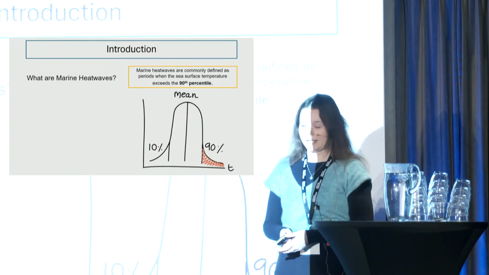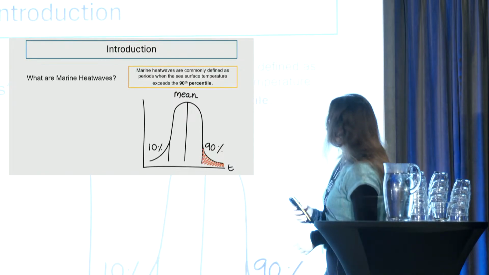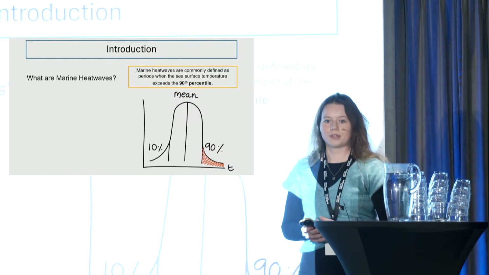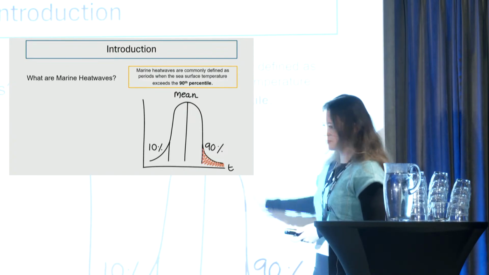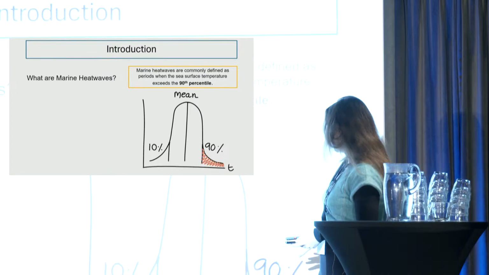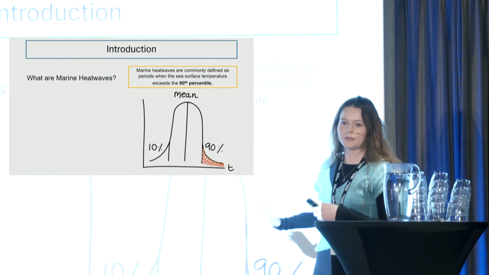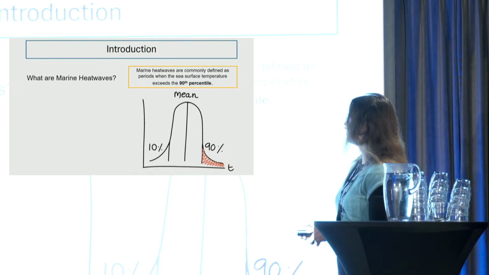So what is a marine heat wave? Marine heat waves are commonly defined as periods when the sea surface temperature exceeds the 90th percentile. So what this means is, if we look at this distribution of temperature, we're looking at the top 90% of temperatures, and they're defined as a marine heat wave.